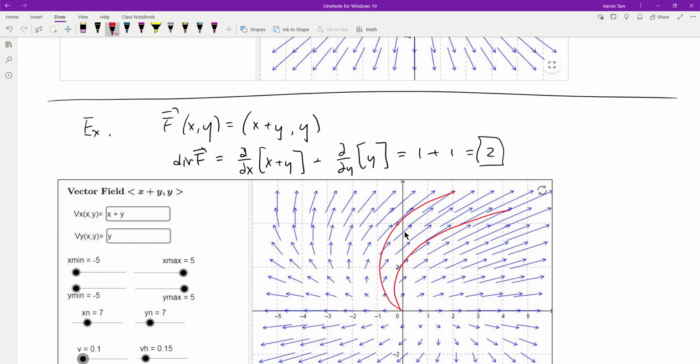And remember, the divergence is position dependent, so it tends to depend on the position x and y. But in some cases, if it does have a constant divergence, that just means that the way the flow lines separate or move away from each other or move towards each other maintains the same behavior throughout.